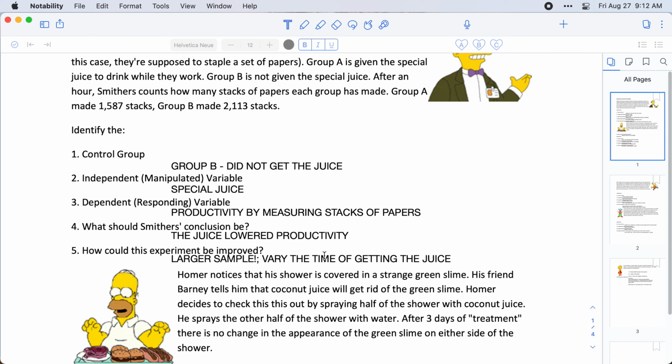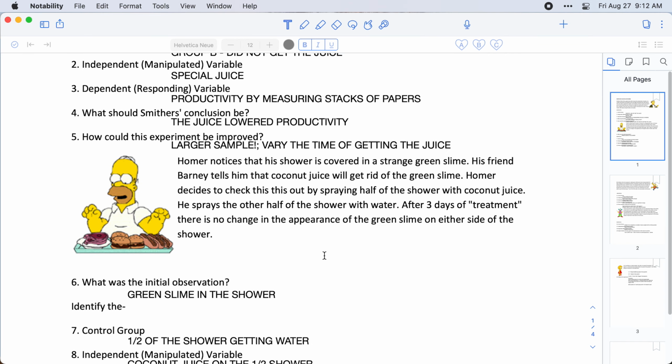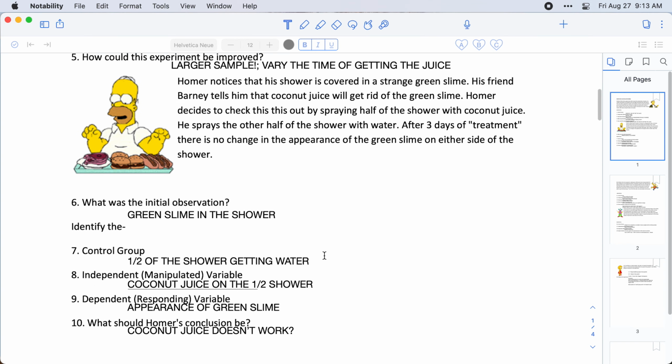We did the first two together, right? On the last class. So we left off with Homer, right? We finished that. The coconut juice didn't work.